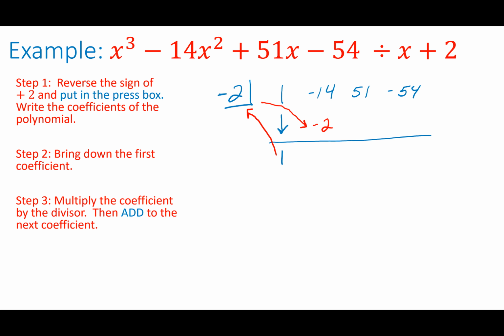But now with synthetic division, I add vertically. So do not get this confused with long division yesterday where we were subtracting when we move vertically. Now with synthetic division, we will add as we move vertically. So -14 plus a -2 is -16.